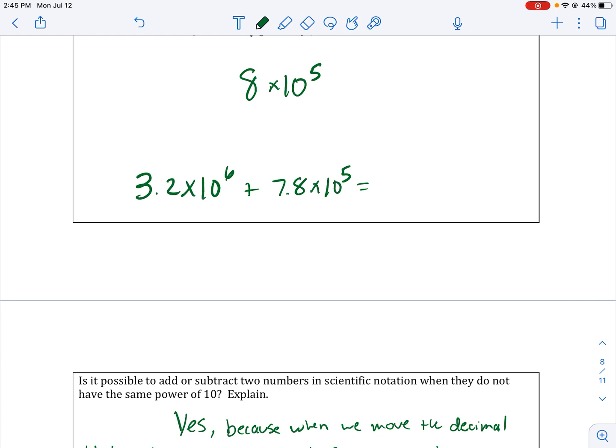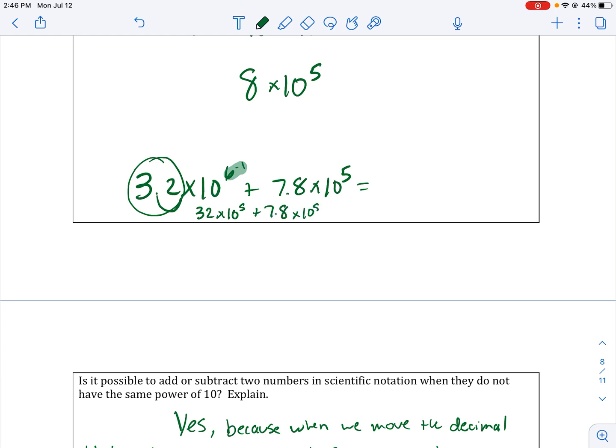So if I wanted to, now you can pick and choose. It doesn't matter which one you pick. Let's just say I want to make that one a 5. I want to make this number, this exponent right here, smaller. That means I need to make this number bigger. So if I make my exponent smaller by 1, I make the number in front bigger by 1. So this becomes 32 times 10 to the 5th plus 7.8 times 10 to the 5th.